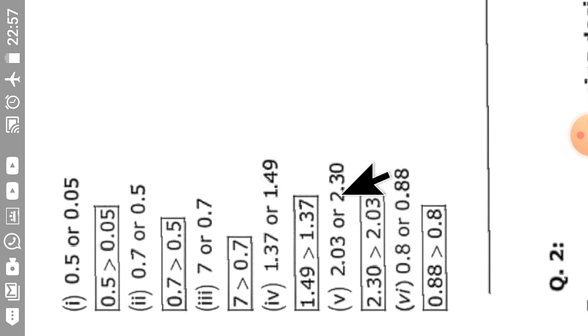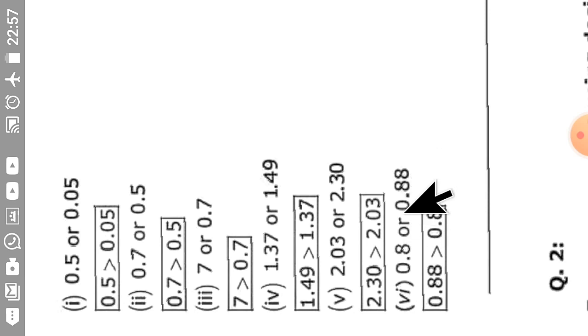So this is bigger and this is smaller. So 2.30 is greater than 2.03. Now 0.8 or 0.88. Here, 0.8 can be written as 0.80. Okay. So 0.80 and 0.88.